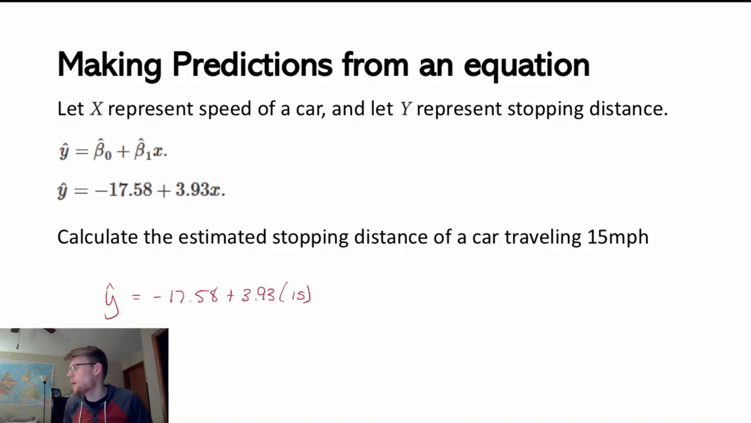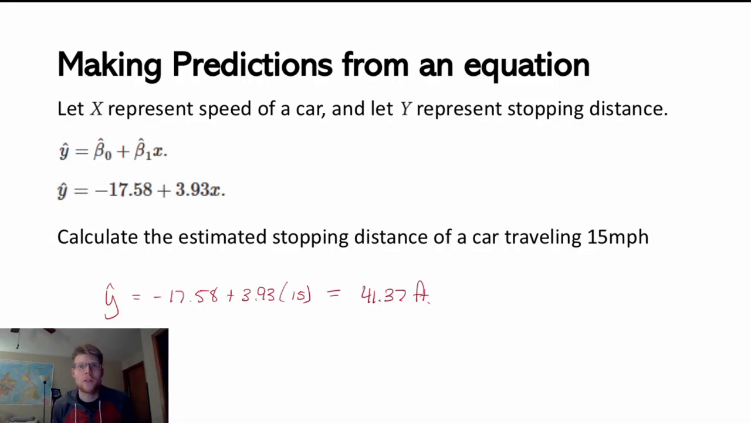And so we can calculate that. I need to grab my calculator right over here because I didn't grab it ahead of time. And so I'm just going to plug that in, and we're going to have negative 17.58 plus 3.93 times 15, and I get out 41.37. And so in this case, our y variable, stopping distance, is measured in feet, so that means that we would estimate that the stopping distance would be 41.37 feet.